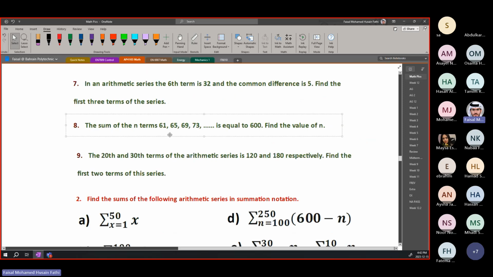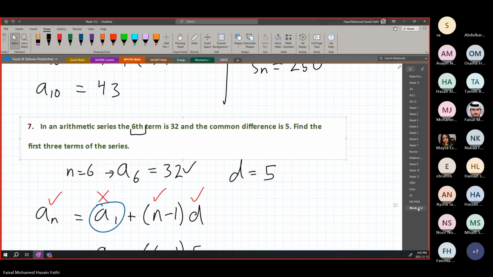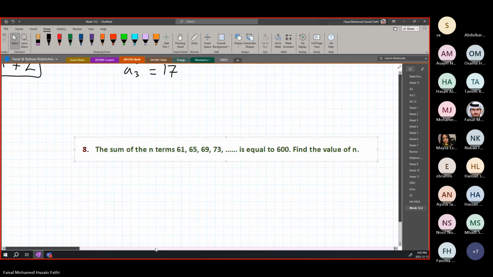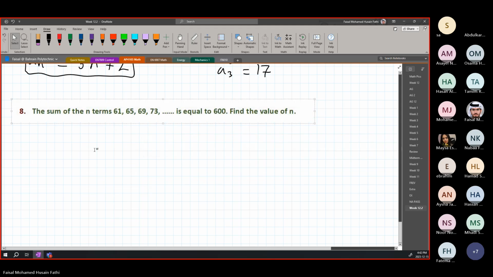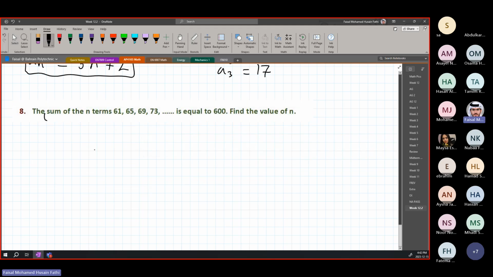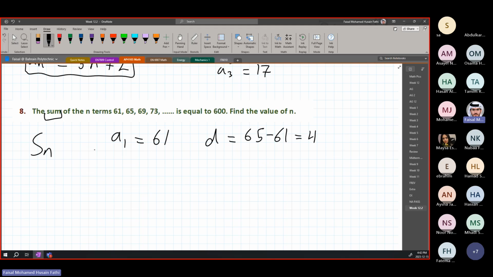The sum of the n terms 61 is equal to, okay, let's solve this one as well. The sum of the n terms, what does the sum mean? Sn, right? Okay. Sum of the n terms 61, 65, 69. This is an arithmetic sequence. Let's find out. What is A1? It's equal to 61. What is the common difference? It's equal to 65 minus 61, 4. Let's double check. 69 minus 65, 4. Perfect. Arithmetic sequence. So our D is equal to 4.